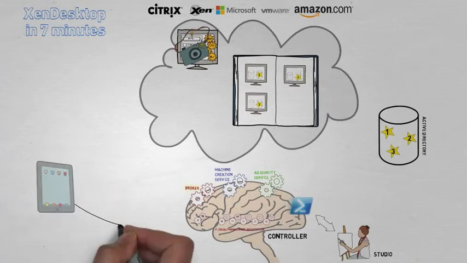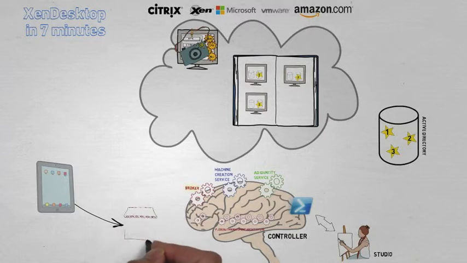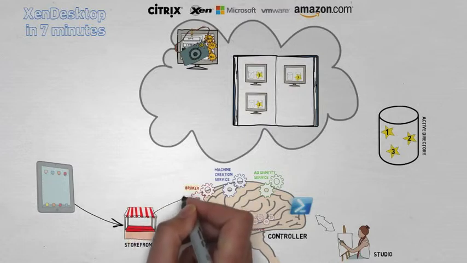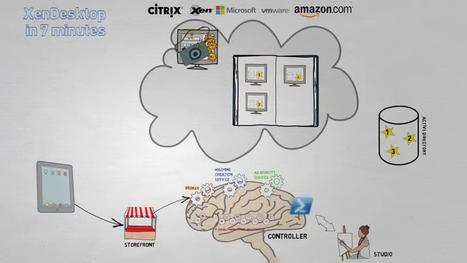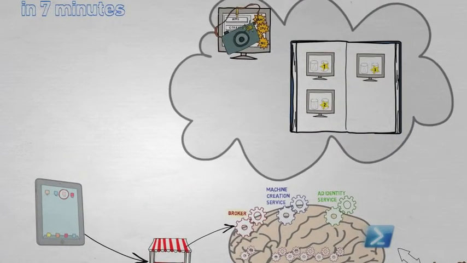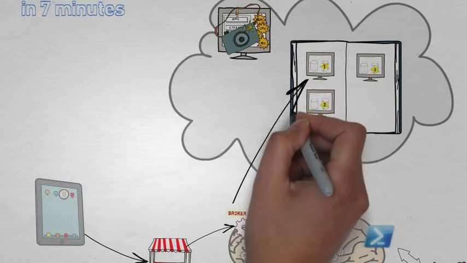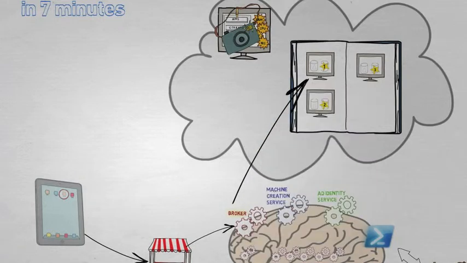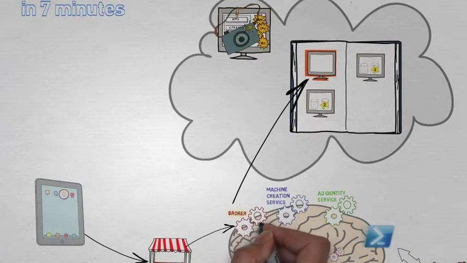Imagine an iPad user logs into Receiver. Receiver contacts Storefront services and enumerates all applications and desktops available to that user. The user selects a desktop to launch, and Storefront passes this request on to the broker service. The broker chooses one of the VDAs. If it's off, it asks the hypervisor to power it on. When the VDA has powered on, the broker sends a prepare request. The VDA then starts listening for a connection.